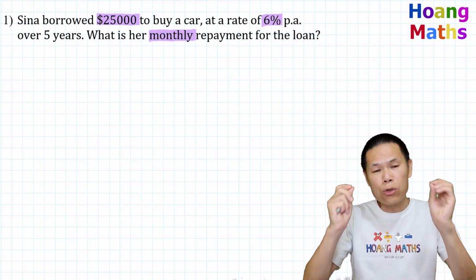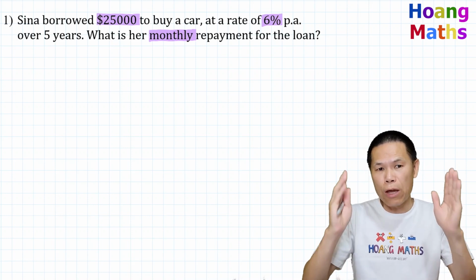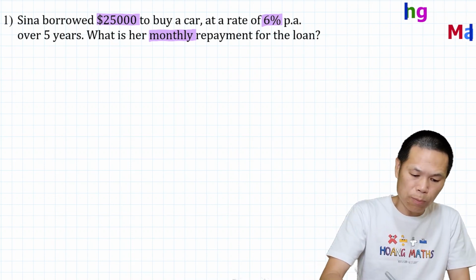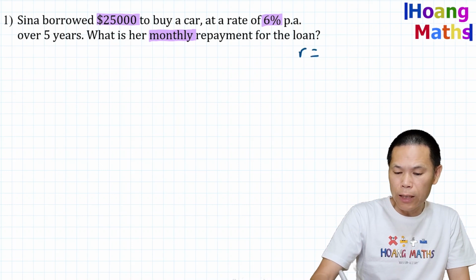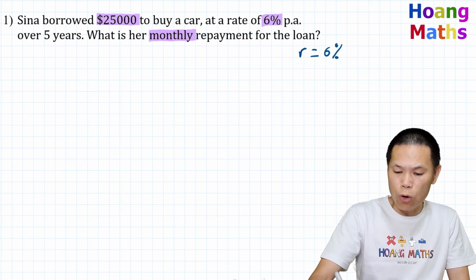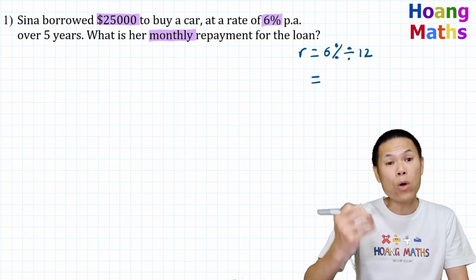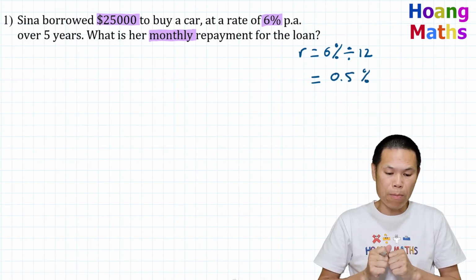So therefore, the interest rate we need to divide by 12 because she pays every month. So the interest will be charged monthly, okay? So 6% per year. Let me just write this down. R is 6% per year, but we divide by 12 because there are 12 months in a year. So 6 divided by 12 is 0.5. So 0.5% per month, okay? Remember that.